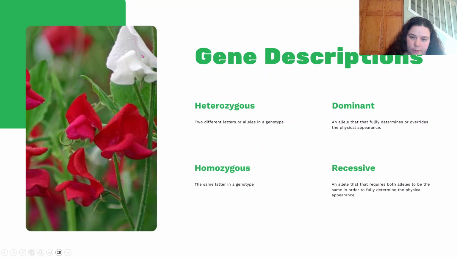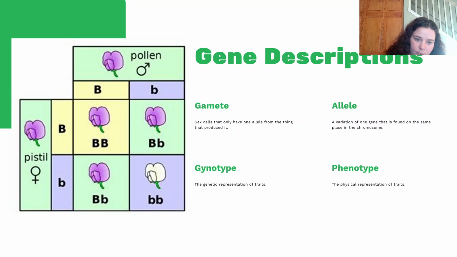And so, moving too fast. Let's go identify heterozygous, homozygous, dominant, recessive. Heterozygous, two different alleles. Big B, little b. Big B, little b. Heterozygous, two different ones. Homozygous, big B, big B, right?